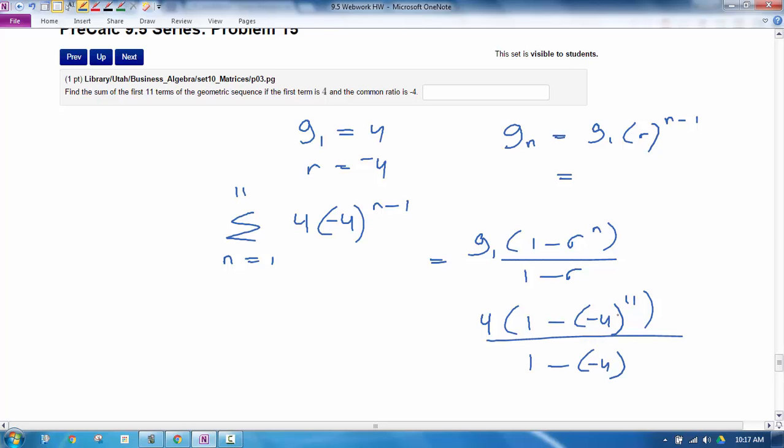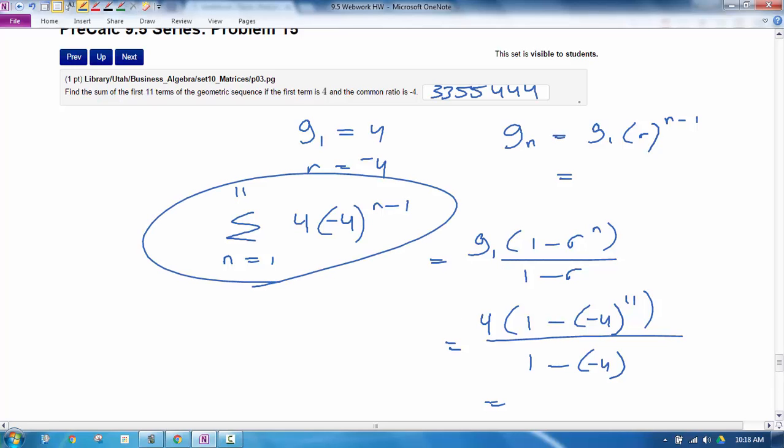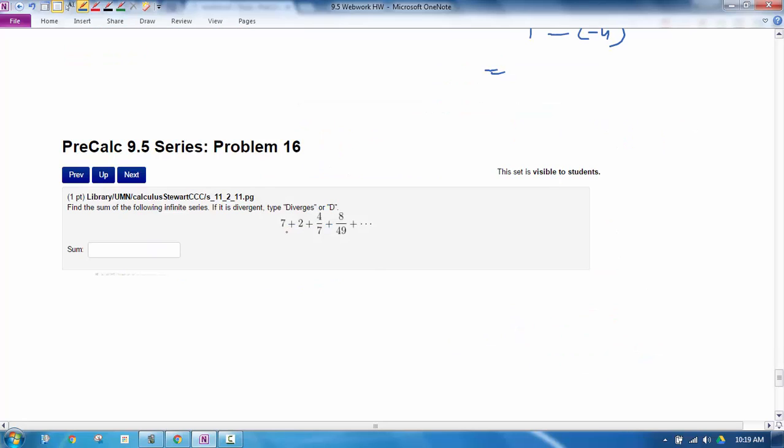So if you simplify this, plug this in, start with the -4 to the 11th, and then do 1 minus that number times 4, and then divide by 5, which is what's in the bottom. You will get the answer that you're looking for, or you can do this in the calculator. Either way, right here, which would be 3,355,444.